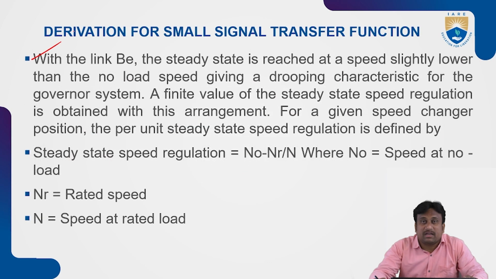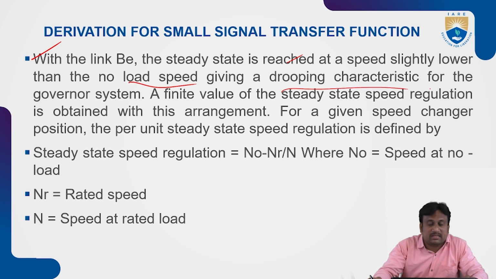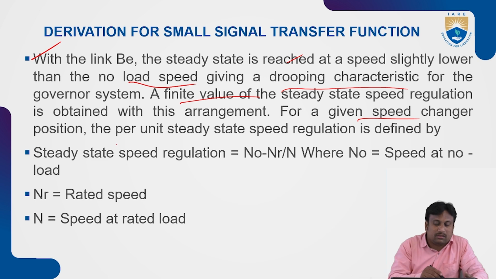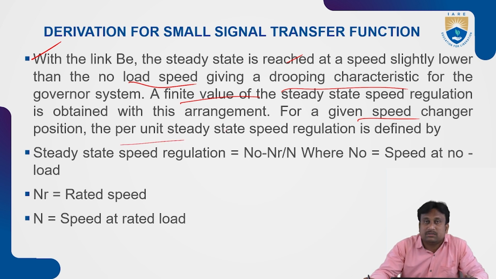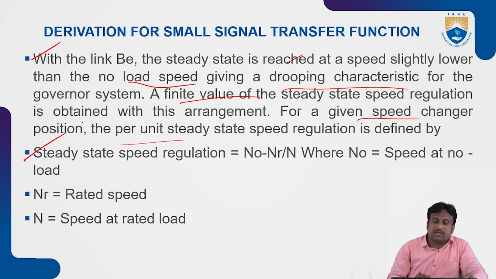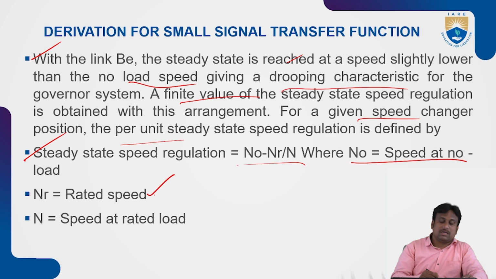So with this link B, steady state is reached at a speed slightly lower than the no load speed, giving the drooping characteristic for the governor system. So a finite value of steady state speed regulation is achieved with this arrangement. For a given speed change or position, the per unit steady state speed regulation is defined as N0 minus Nr by N, where N0 is the speed at no load, Nr is the rated speed, and N is the speed at the rated load.